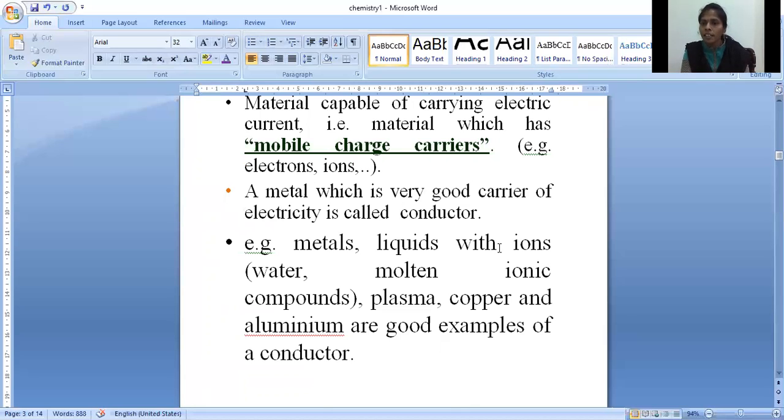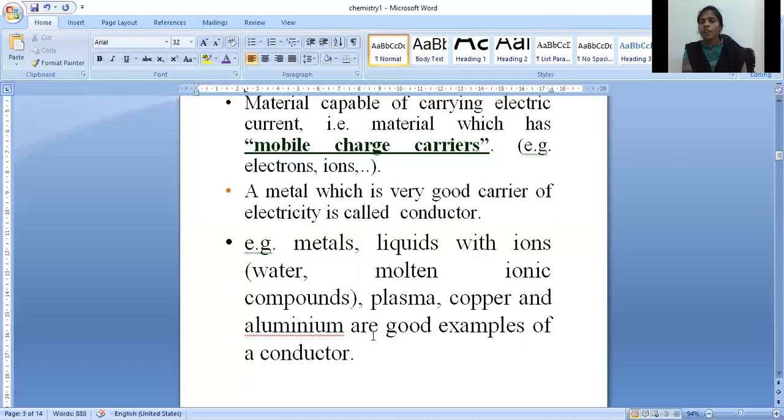Along with the metals, liquids with ions, any liquids containing ions, are able to pass electricity because ions are the mobile carriers there. Here the mobile charge carriers are ions, in liquids with ions. For example, water, molten ionic compounds. Here molten is nothing but the substance in the semi-solid, paste form. Those are able to pass electricity. Along with that, plasma, copper, and aluminum are good examples of conductors.